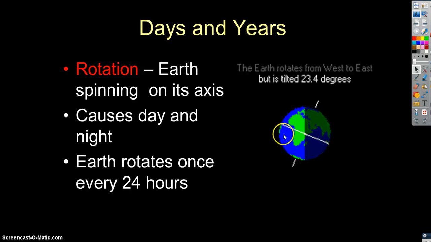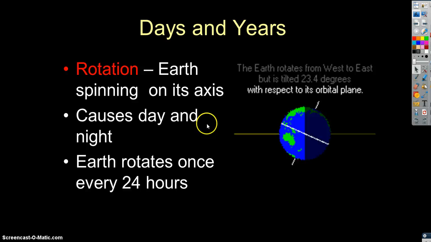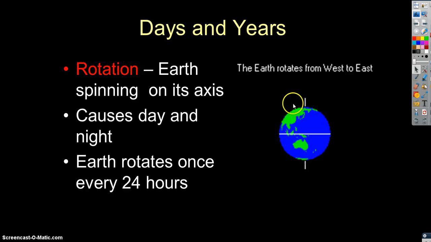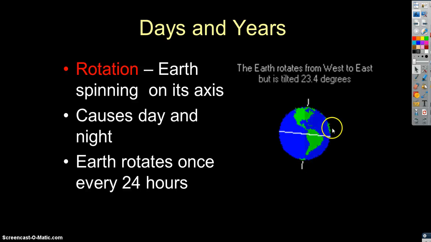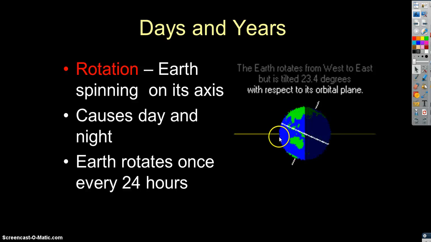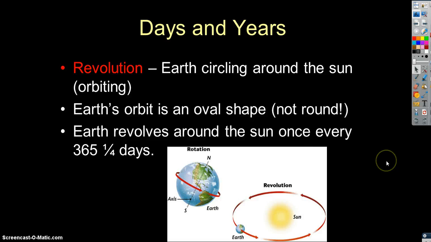Now, Earth is a sphere. So the sun, when it's shining its nice bright rays on the Earth, it can only light one side of the Earth at one time. The back side of the Earth is in shadow. So the area that is lit is having daytime. The area that is dark is having nighttime. So it takes us 24 hours to go through and spin one time and rotate on our axis.